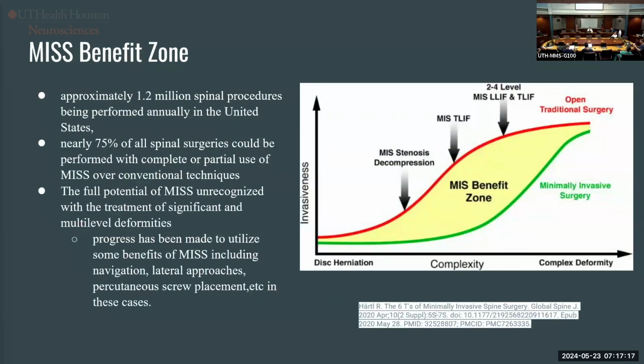So currently 1.2 million spinal procedures are being performed annually in the US. That includes ablations, injections, and so forth, but spine is obviously a big market. 75% of these, the surgical interventions at least, could be done minimally invasively. So there's a sort of benefit zone, which is in the middle.